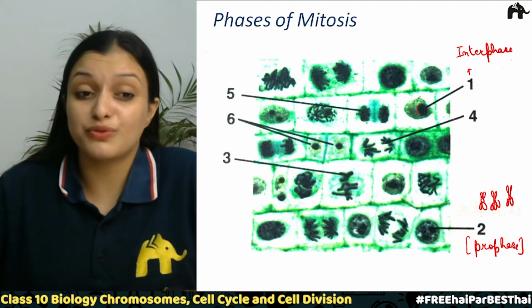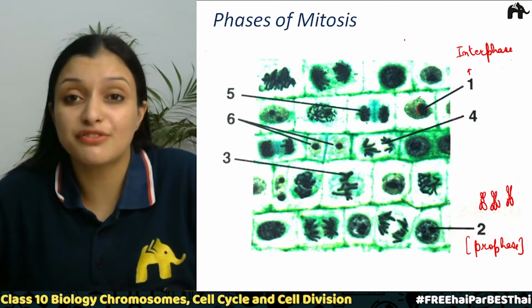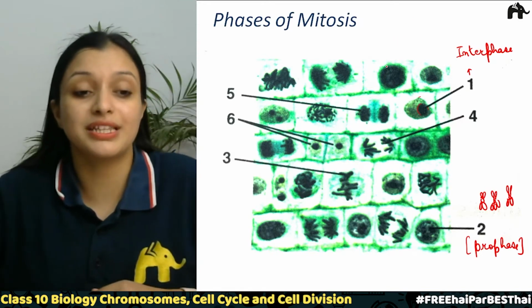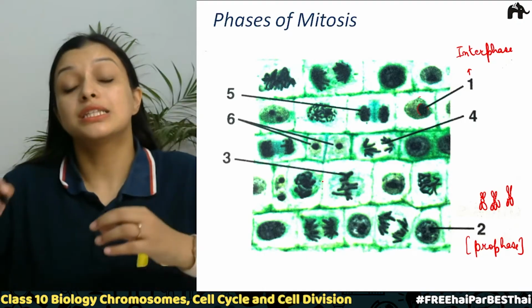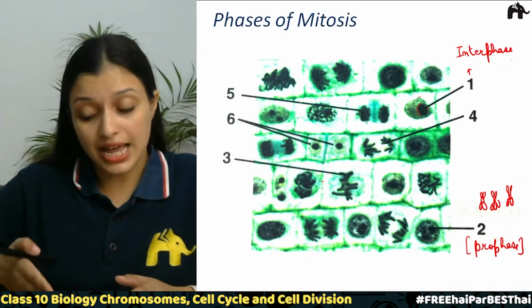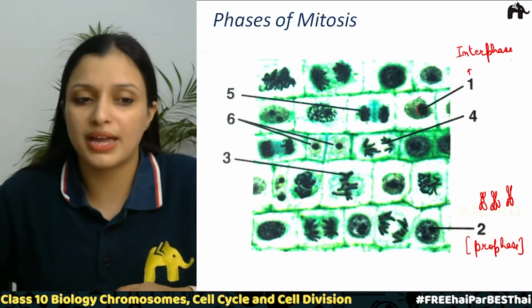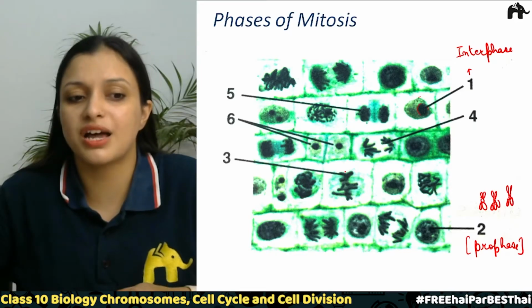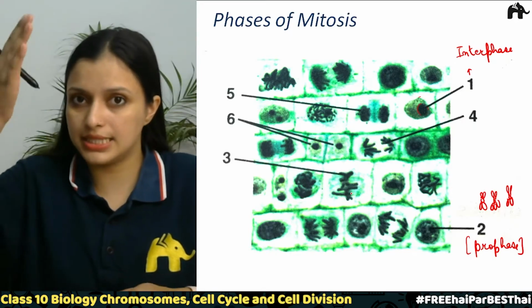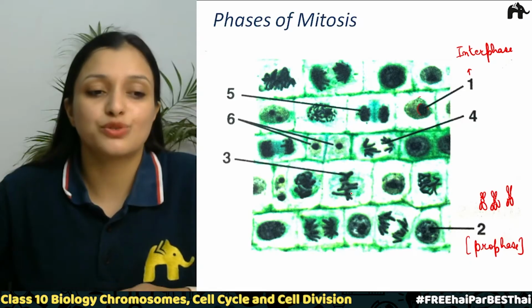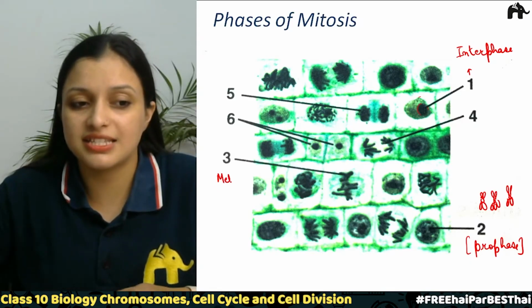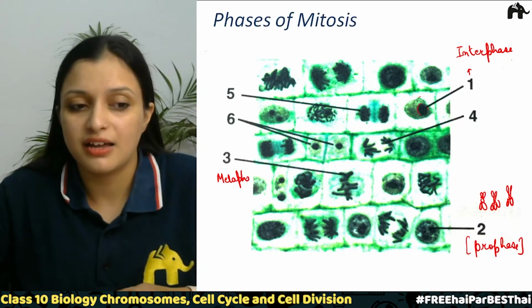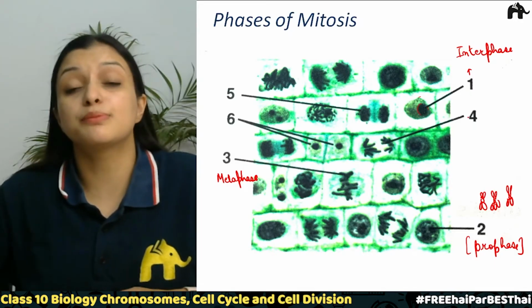Then coming on to the third point, which is very easy to identify. It is the metaphase, when the chromosomes lie in the equatorial plane. Can you see this? All the chromosomes are in the equatorial plane, in the center of the cell. Which phase is this? This is metaphase.